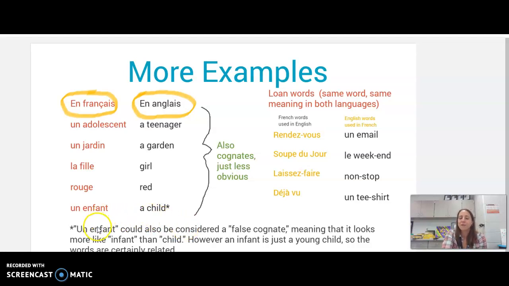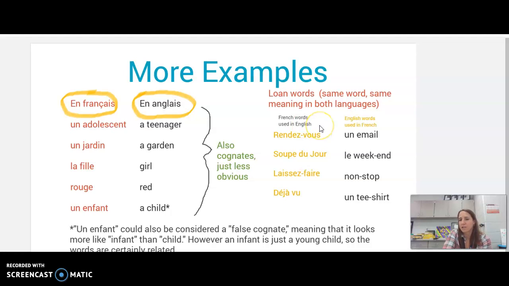However, you could also classify this as a false cognate, meaning that you look at the word, you assume that it means the thing that it looks like. Un enfant, you assume that it means infant. It doesn't, but it does mean something that's very much related to the idea of an infant. So those are some other cognates that are a little more difficult to figure out.